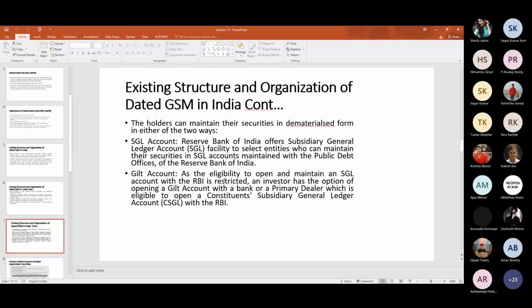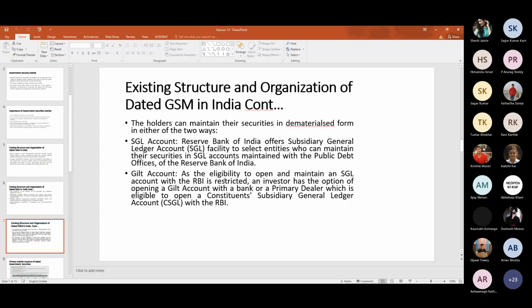And if anybody wants to invest in this particular security, mostly the securities are always in the dematerialized form. Through online, basically these investments are made in this particular segment. Whenever somebody wants to invest in this segment, they basically have two accounts. One is your SGL account, what we call the subsidiary general ledger account, and another one is the gilt account. And how basically the system works.